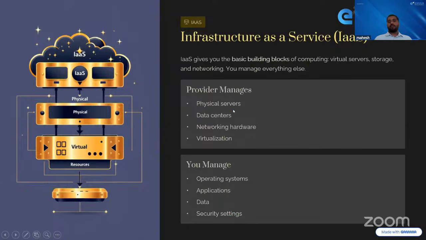What will the provider manage? The provider is responsible for managing the physical servers, which you get as a virtual server, because you are trying to access it from a cloud provider. That's why you'll be getting a virtual server. The data centers, the entire hardware component, the networking hardware, and the virtualization. Virtualization is also a very important thing here. So let us talk about virtualization, which plays a very, very important role in the cloud computing environment.